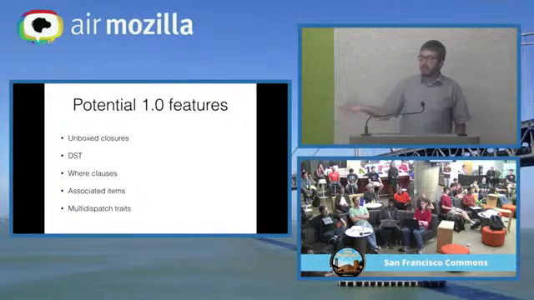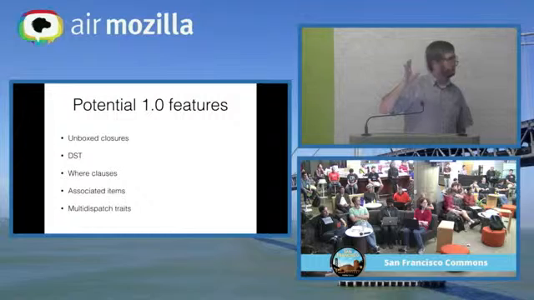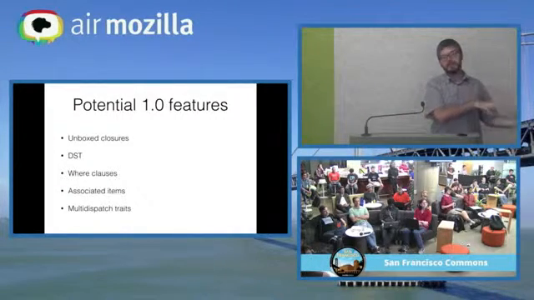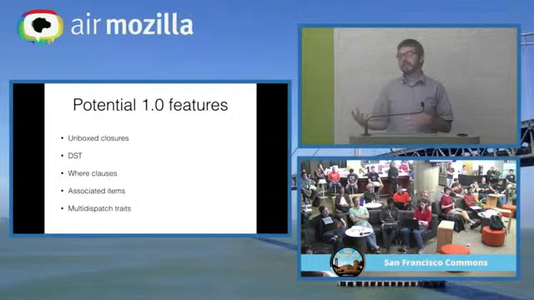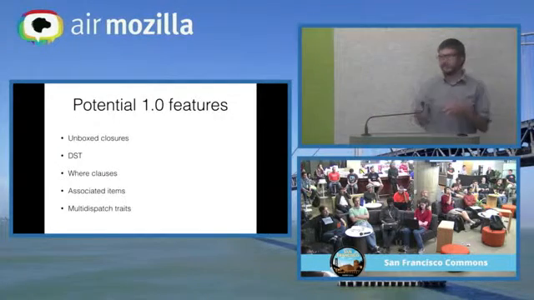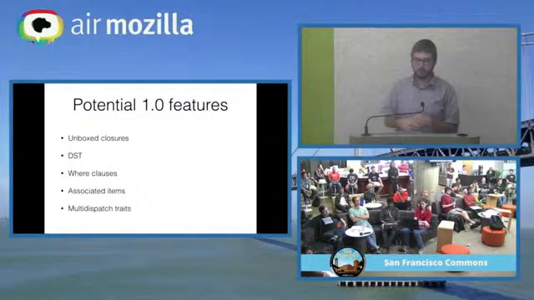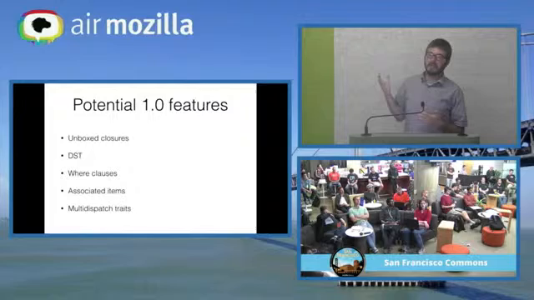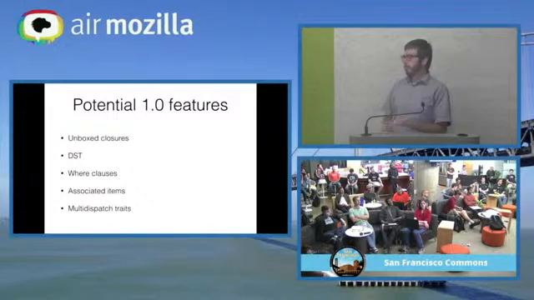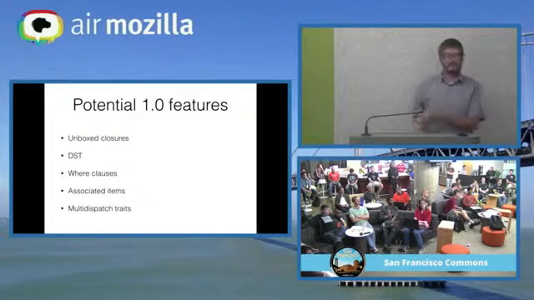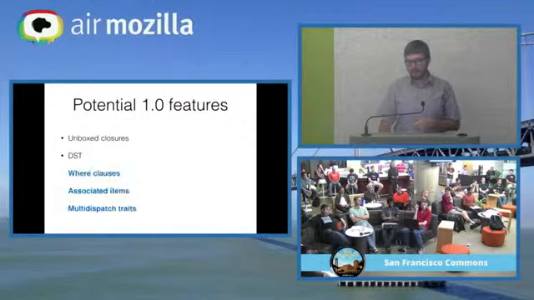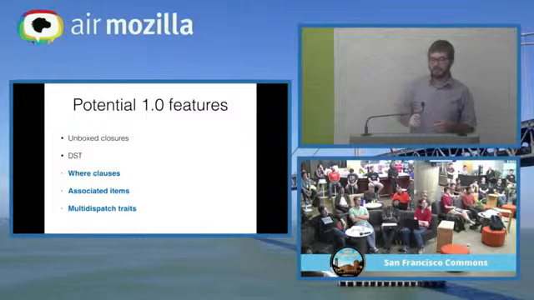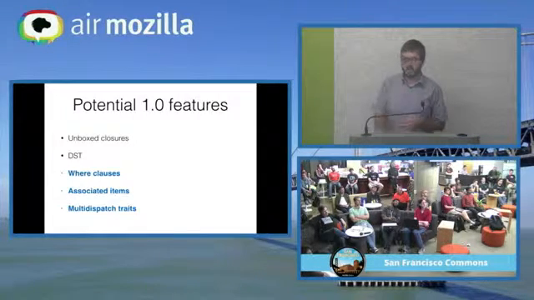OK, so now I want to transition into the second half of the talk, which is thinking about how API design actually interacts with the language features that we're trying to get done or figure out where to schedule for 1.0. So I put up on the slide a list of some of the major features that are in the works, proposed, things that might land in the 1.0 timeframe. And I'm going to focus on the last three, where clauses, associated items, and multi-dispatch, because they have the biggest impact on the libraries.